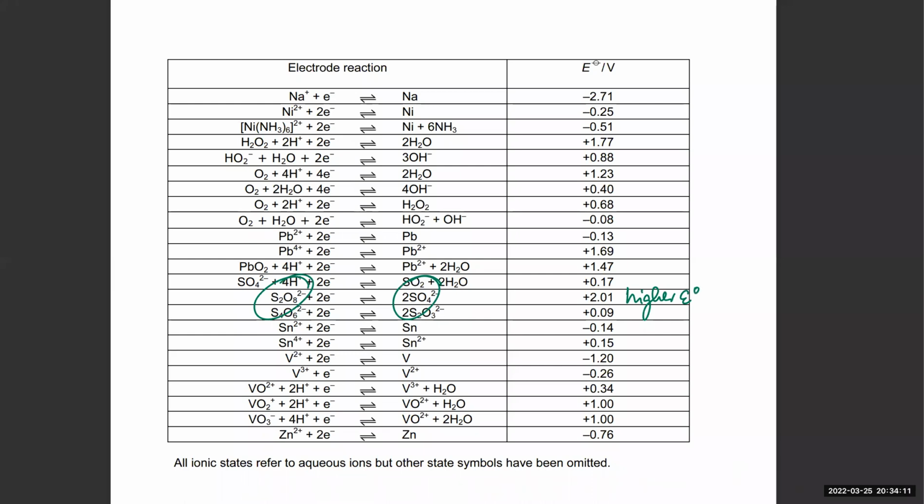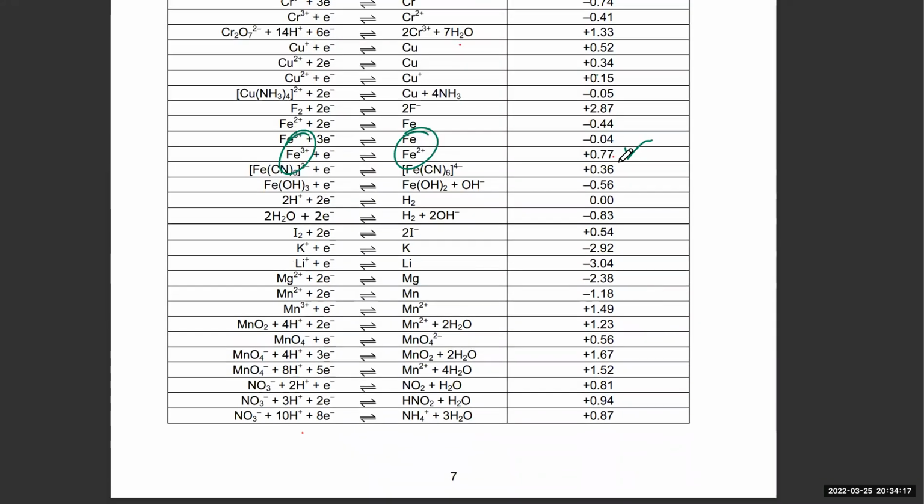What does the higher E naught do? It gains electrons. The other one is the lower E naught, which is this one. It's 0.77. So that's your lower E naught. So what does the lower E naught do? It loses electrons. So they're not actually looking for the equation, they're looking for the E naught cell.